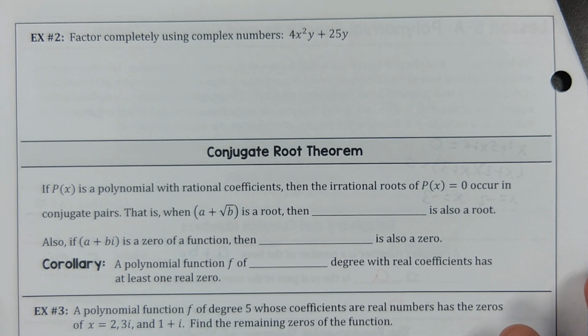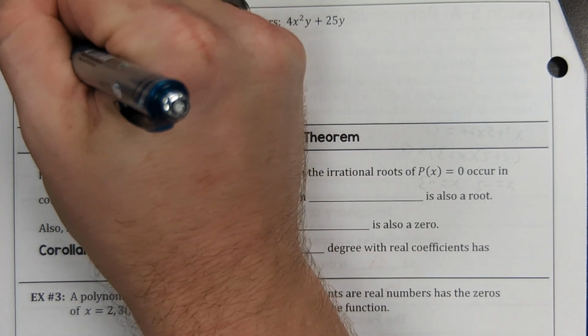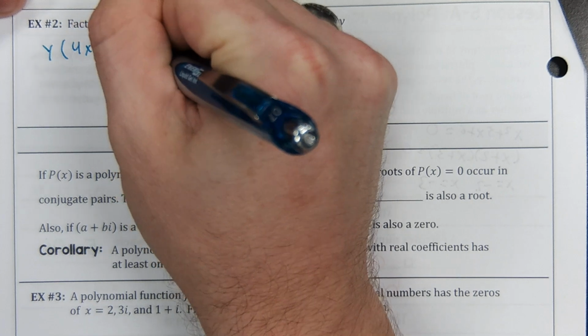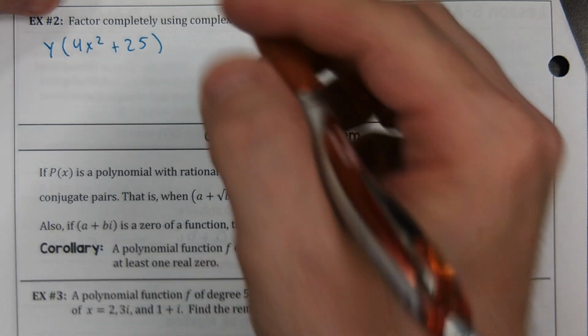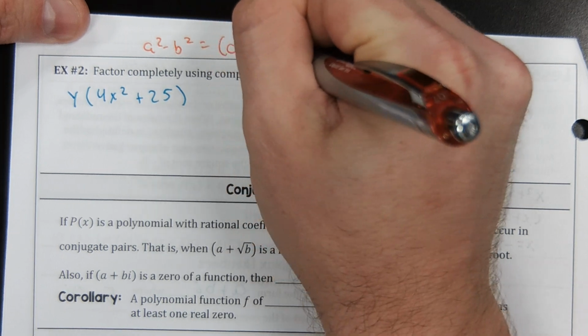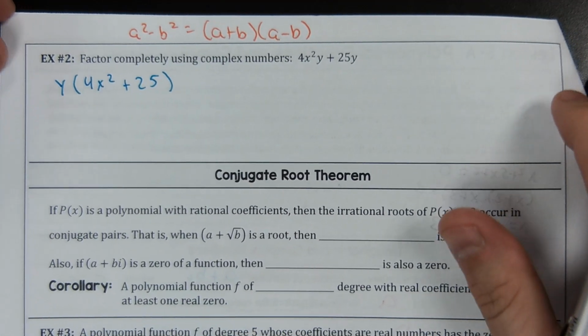Let's do it again. This one has a GCF of y. Let's pull that y to the outside, leaving me with 4x squared plus 25. If it had said 4x squared minus 25, this would have been a special case. Maybe you remember your special cases from Algebra 1 and Algebra 2. The difference of two squares? That a squared minus b squared always instantly factors to a plus b times a minus b. Be nice if you remembered that.